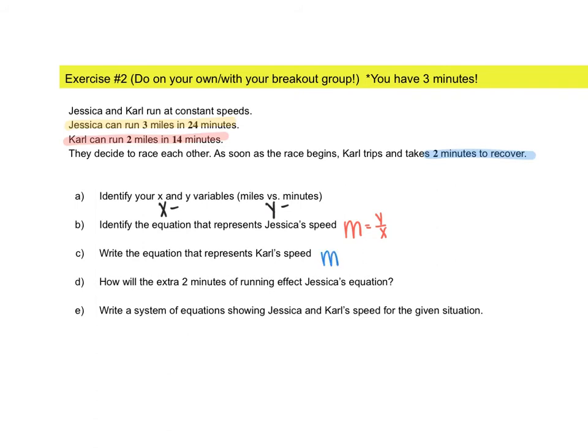And then we're going to do the same thing for Carl. From there, we want to figure out how these extra 2 minutes of running affect Jessica's equation, because she gets the extra 2 minutes. And then lastly, down below, I want you to write your system of equations. All right, take a couple minutes to do this with your breakout group before we go over it.